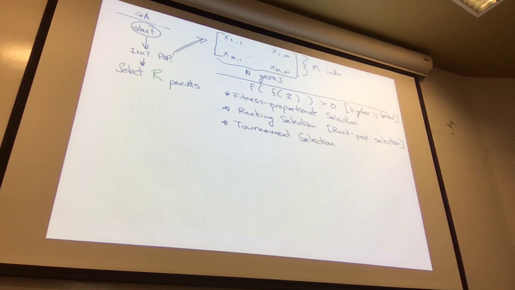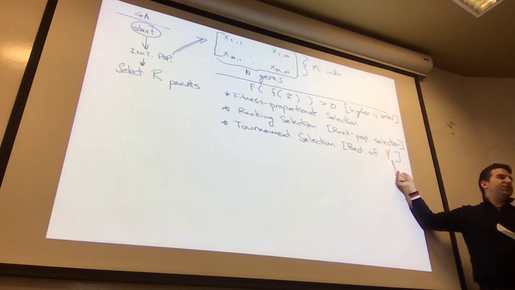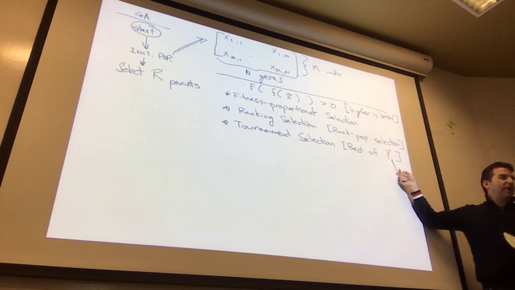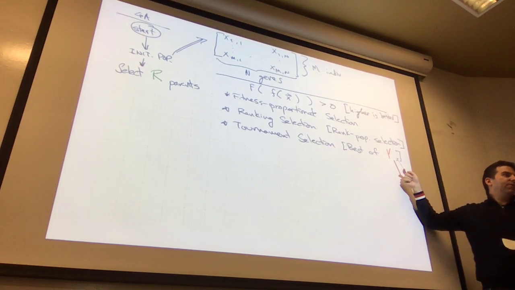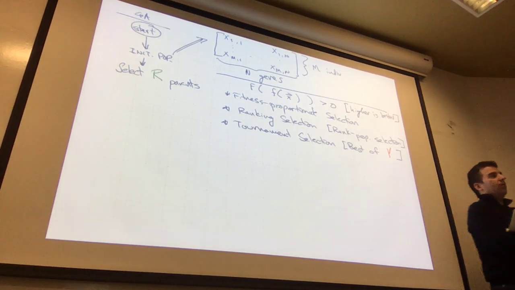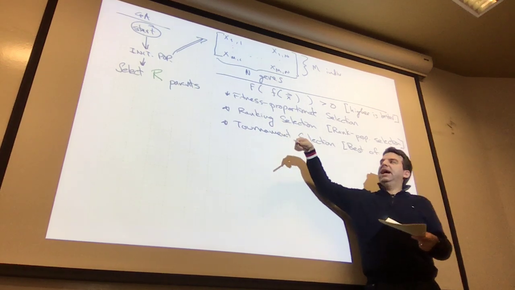And that involved another hyperparameter: you basically draw Y individuals from the population, and you pick the best one out of those Y. So you draw Y individuals randomly, and you pick the best from that random group. And then you do that again R times. And so that is another way that inherits some of the features of ranking selection.